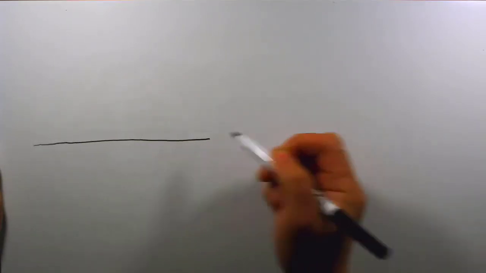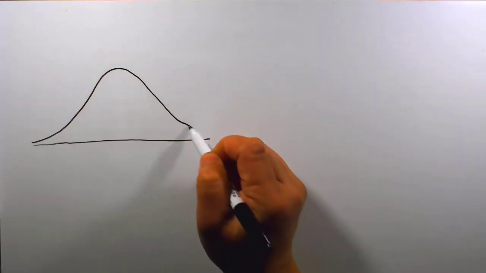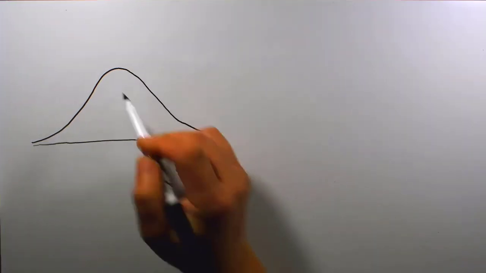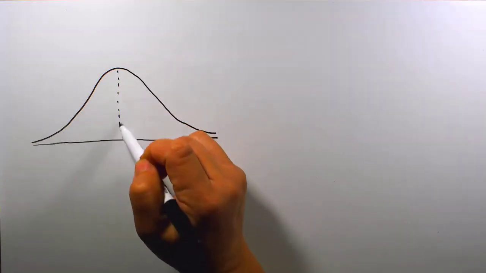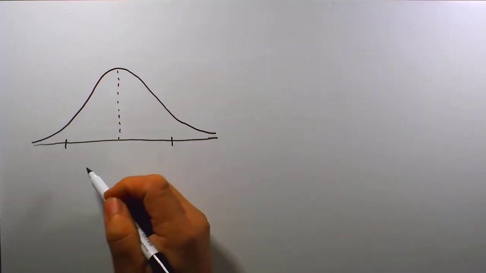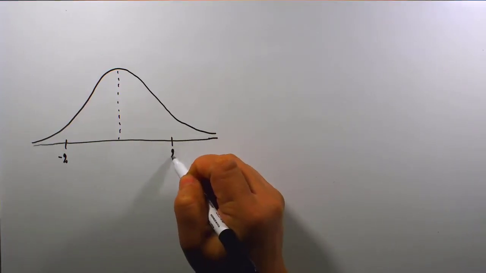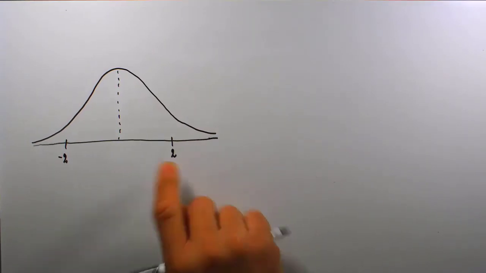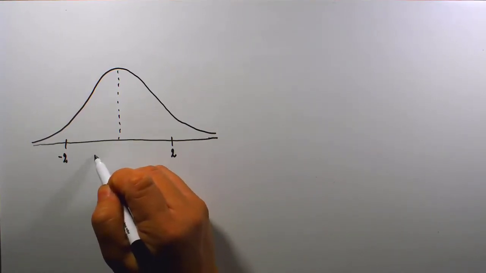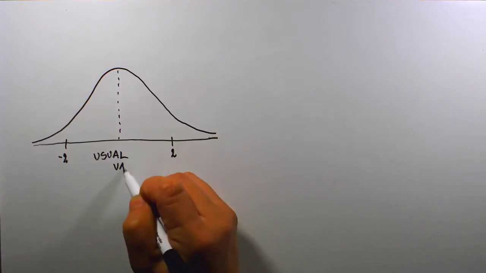All right, so let's look again at the bell curve a little more carefully. We've learned a while ago that in any data set, those values having a z-score inside of the interval from -2 to 2 are being regarded as the usual values.